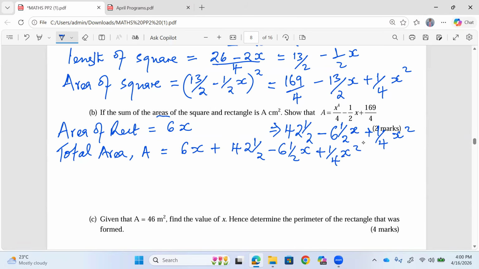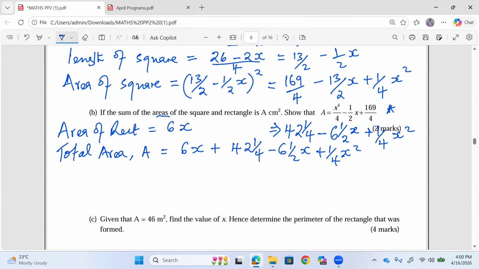A quarter x squared. Then we rearrange. We see whether it shall be this way. It's also good for you to note that 42 and a quarter, sorry. When you change this, it's 42 and a quarter, not half. This is a quarter, yeah. That way, this is a quarter.